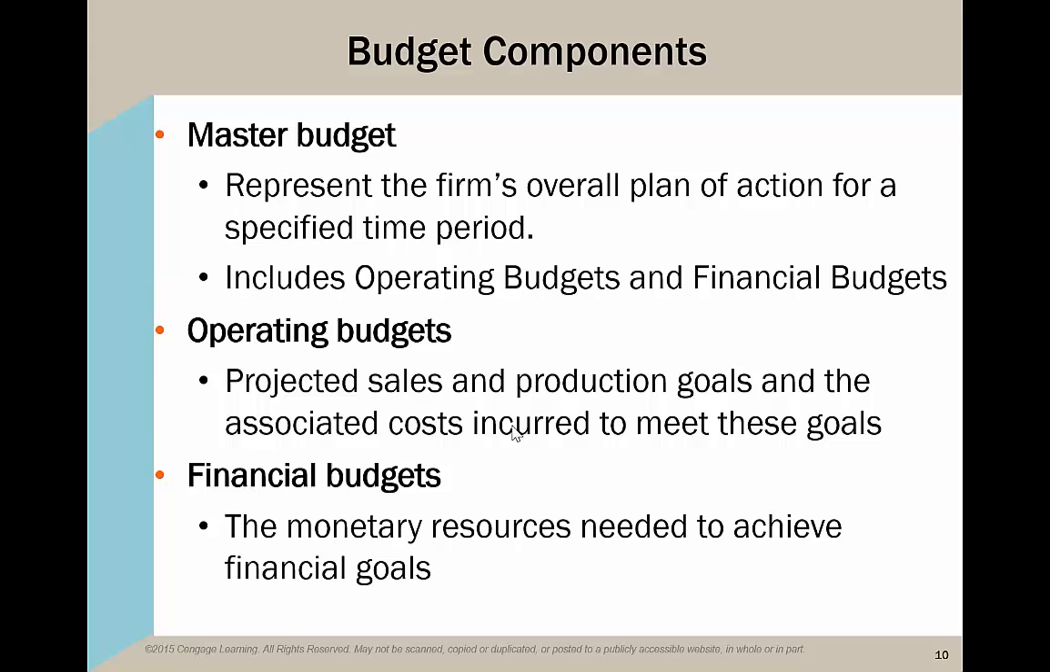The operating budgets are at the top, right, beginning with the sales budget. And the financial budgets occur later, right, after all the operating budgets have been produced. The financial budgets, the cash and capital budget, are produced. They're ending with the budgeted balance sheet. So the master budget represents the overall plan of action, broken down into the operating budget and the financial budgets. So the first operating budget that's produced is the sales budget, right?